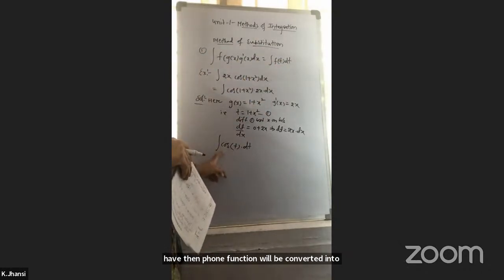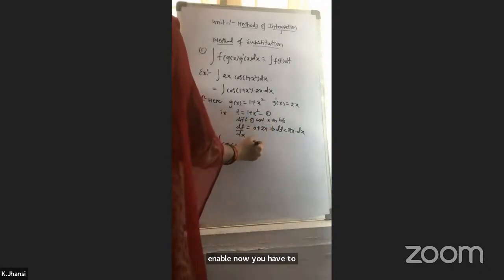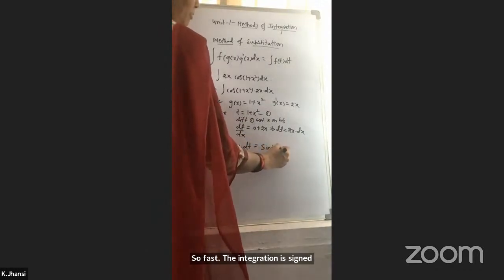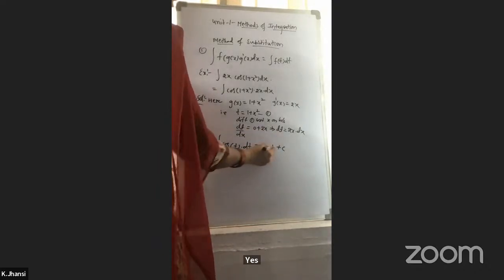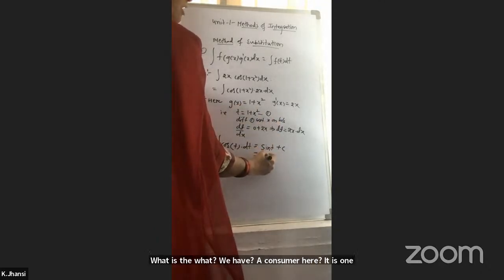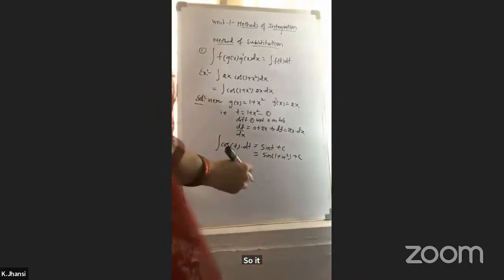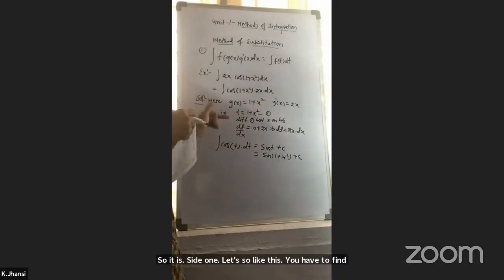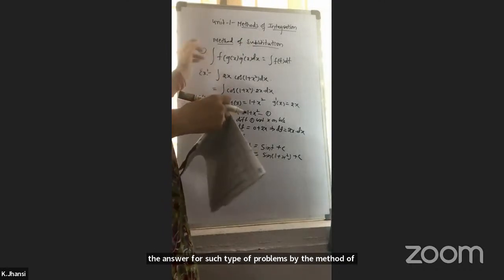Now to get the solution, we need to do the integration here. The integration of cos t is sin t plus c. Now what is t? What we assumed here is 1 plus x square. So it is sin of 1 plus x square plus c. Like this, you have to find the answer for such types of problems by the method of substitution. So this is one formula we have.